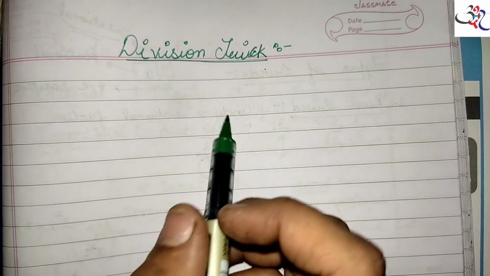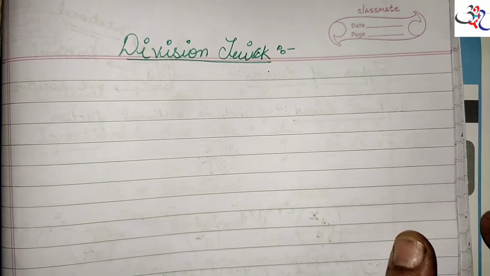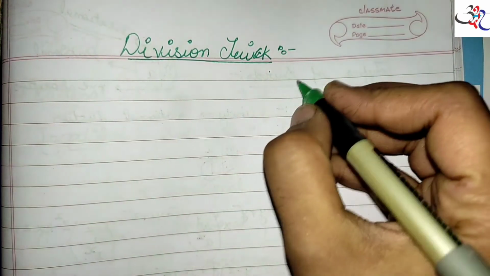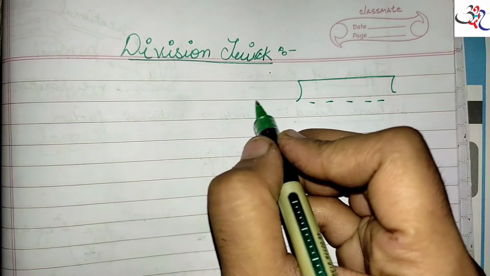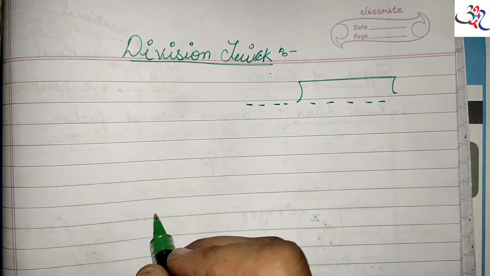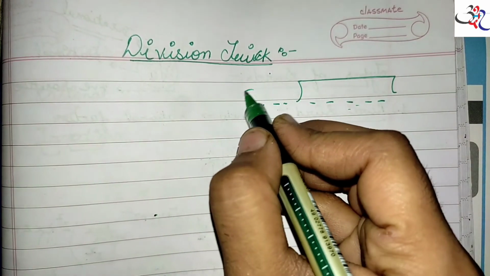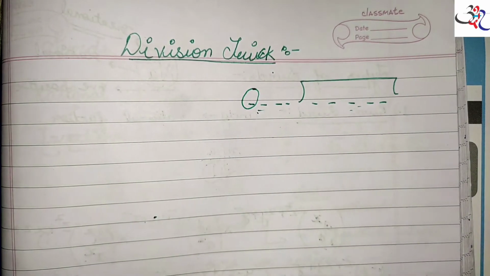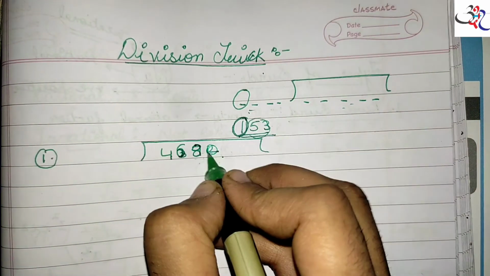So let's start today's topic, which is related to the division trick: how to solve division questions within a few seconds. In normal division, a number of digits are given in the dividend and divisor. The best part of this trick is that you do not need to consider all the digits. You need to consider only the first digit of the divisor.